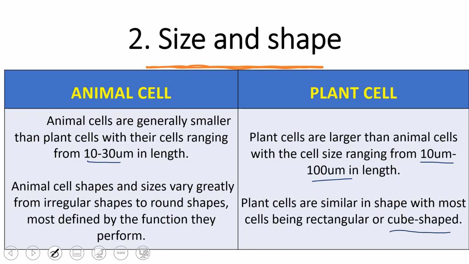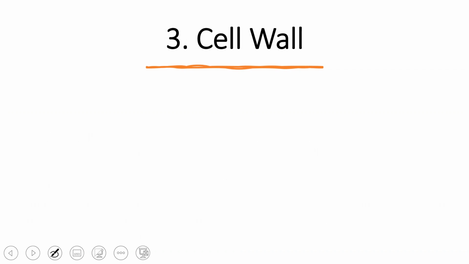So plant cells normally do not have too many morphological differences, whereas animal cells, if you see, are going to have differences in their structure depending on their functions and their places. Okay, so that is one of the major differences between animal cells and plant cells.